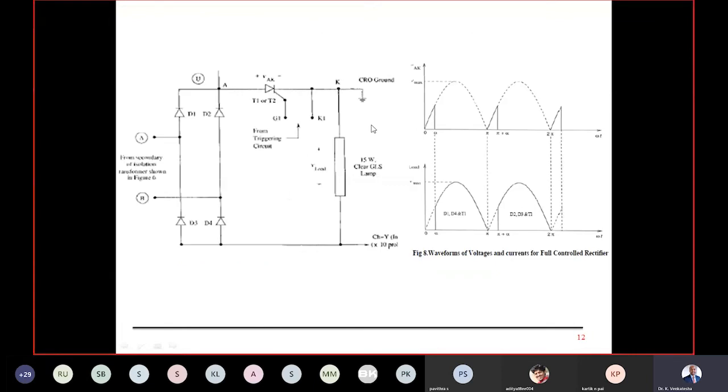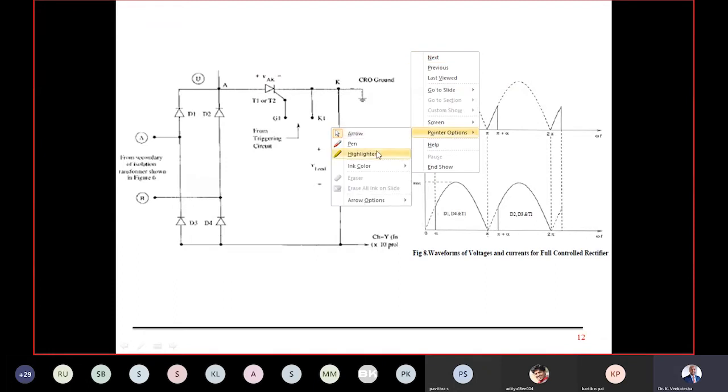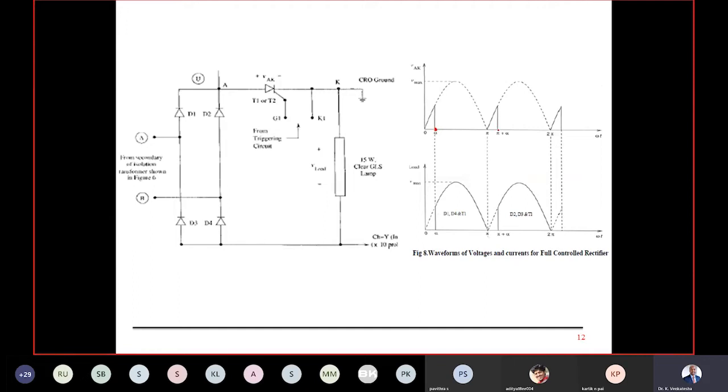and its waveforms. Once again, I have written the circuit diagram and the waveforms. Now, you observe very keenly that we have given the firing pulses at alpha, then pi plus alpha, 2 pi plus alpha. Everywhere we are giving the pulses using the control circuit. When we do so, the SCR will be conducting during the positive half cycle, so the output voltage will be available here, and in the negative half cycle also output voltage will be available here.